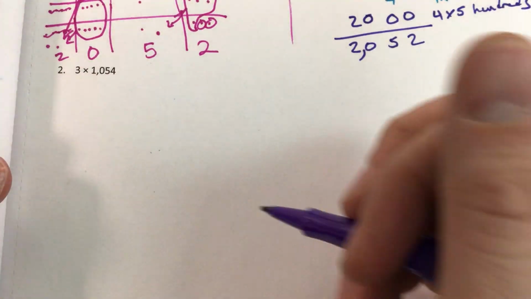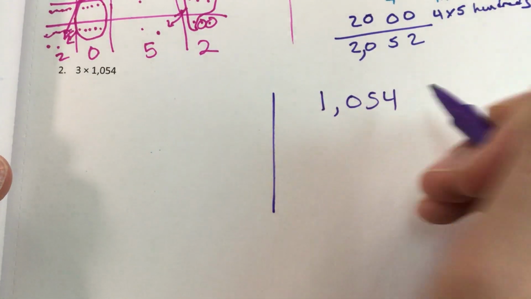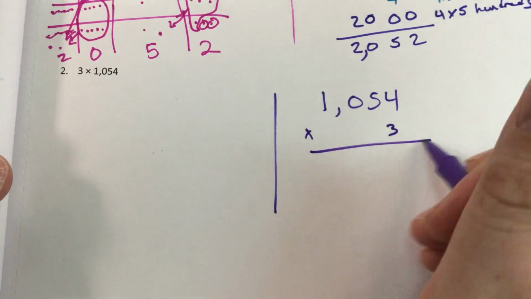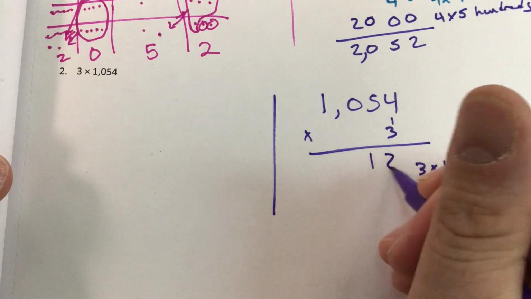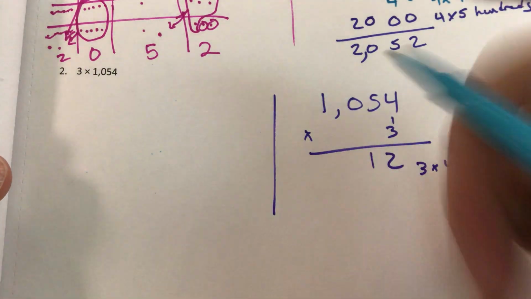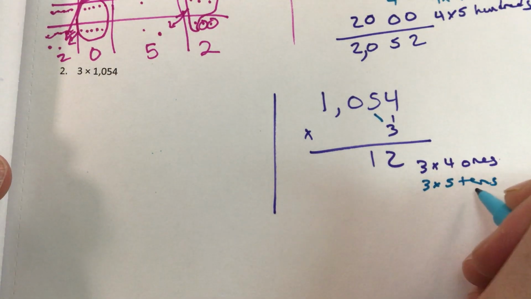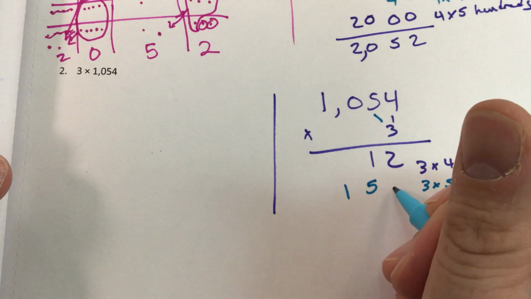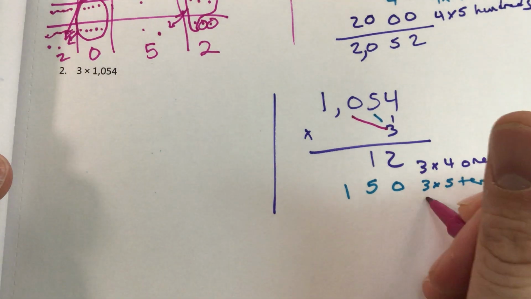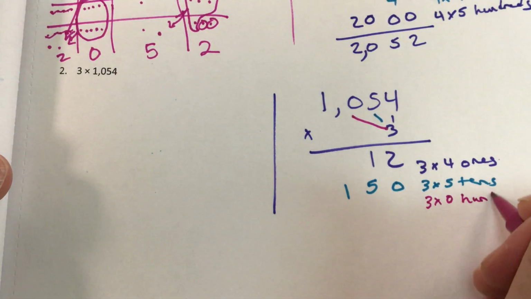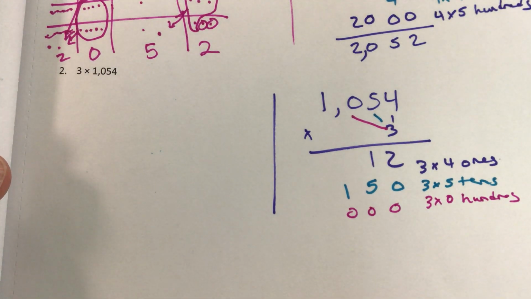Our last one, I'm actually going to do the vertical method first. Why not? 1,054 times 3. So our first problem will be 3 times 4 ones, which equals 12. Our next problem will be 3 times 5 tens. Well, 3 times 5 is 15, starting in the tens place, making that 150. 3 times 0 hundreds will be 0 in the hundreds, but still important to at least acknowledge.